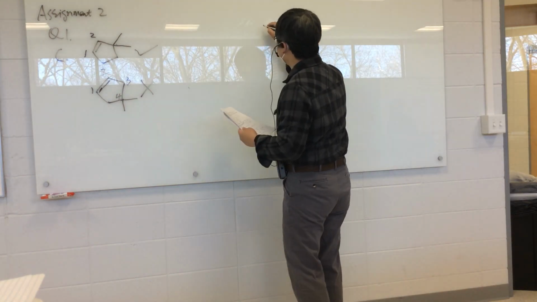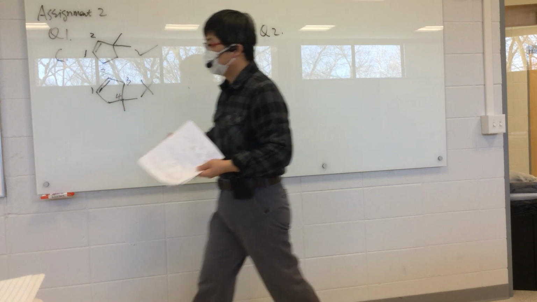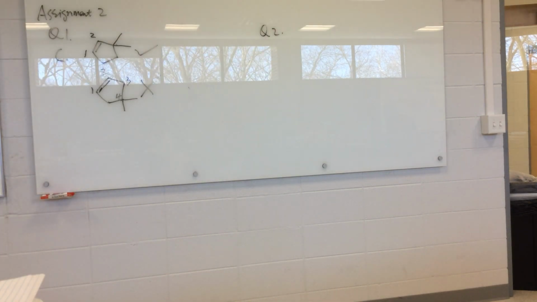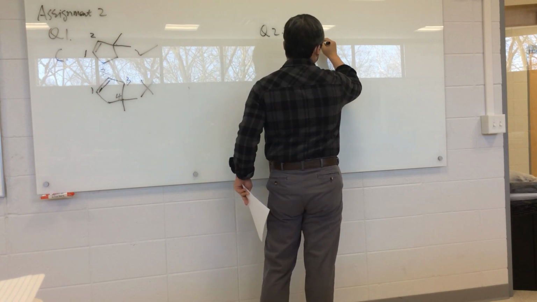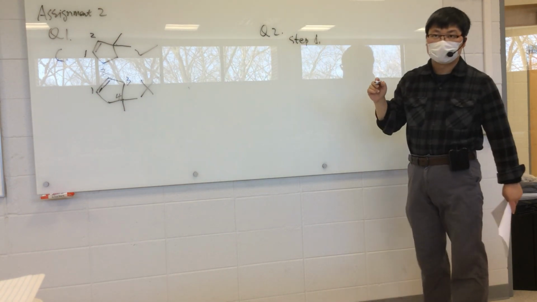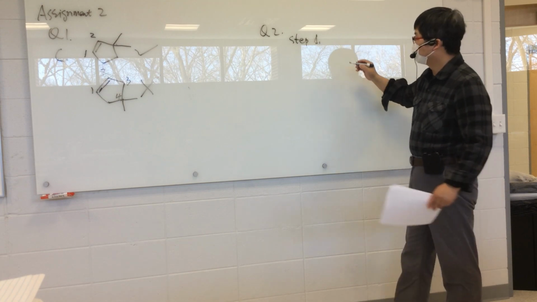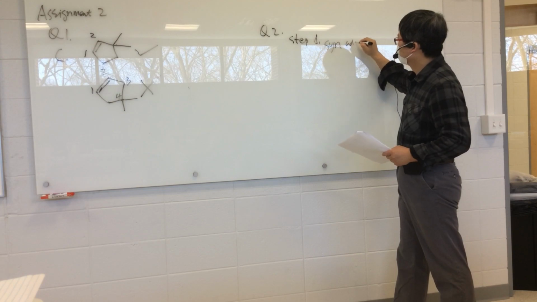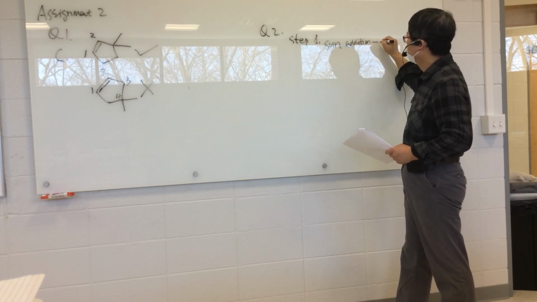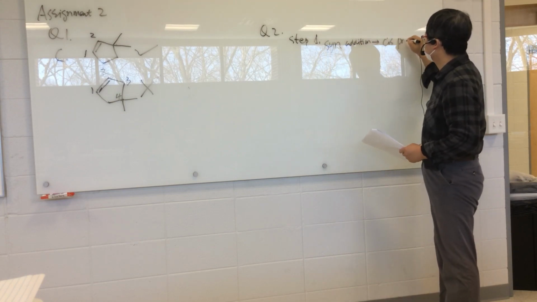Then we take a look at question 2. Question 2, for the first step. For the first step, we need to check. Step 1 is what? It's syn addition, to get what? Cis product.